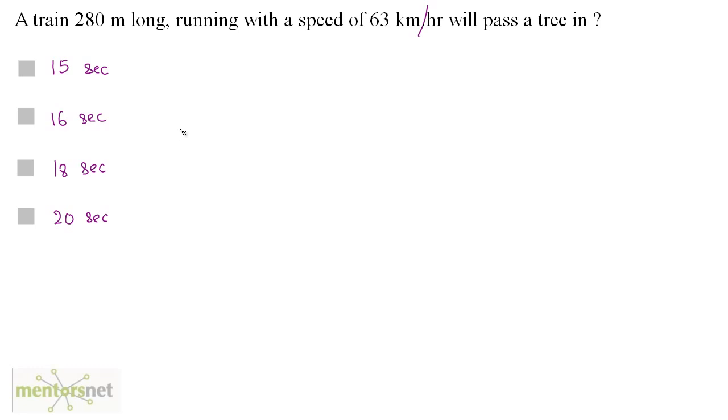A train 280 meters long running with a speed of 63 kilometers per hour will pass a tree in. Well, the train will have to cover its own length in order to pass this stationary object, which happens to be a tree. So we have been given the speed, which is 63 kilometers per hour. Let's convert this into meters per second. So 63 times 5 by 18 meters per second will be the speed. And the distance to be traveled by this train, the train's length, is 280 meters.